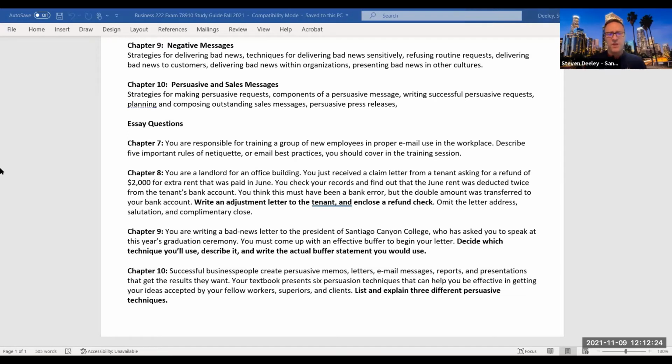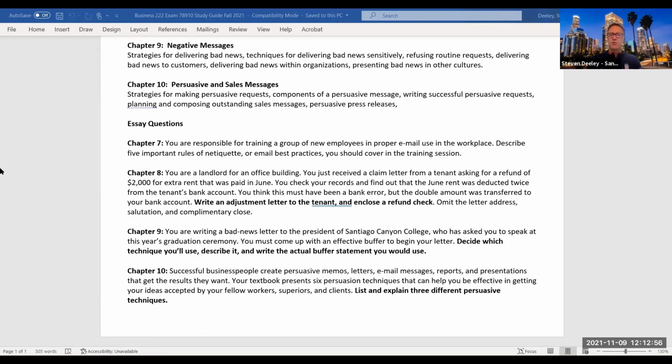Chapter 8, you're a landlord for an office building. You receive a claim letter from a tenant asking for a refund of $2,000 for extra rent that was paid in June. So in other words, you've got a customer who overpaid 1 month, and you find out that June rent was deducted twice from the tenant's bank account. You think this must be a bank error, but the double amount was transferred to your bank account. So in other words, for whatever reason, your customer has double paid in June.